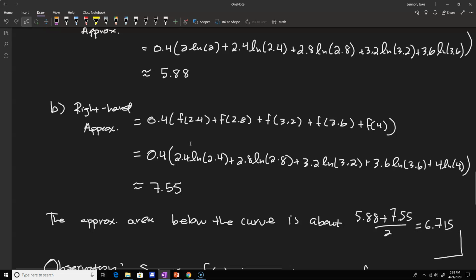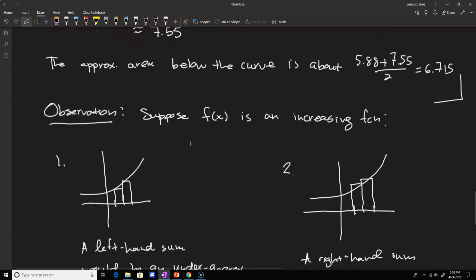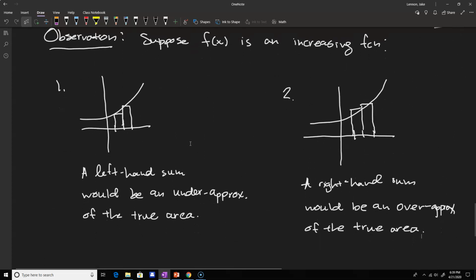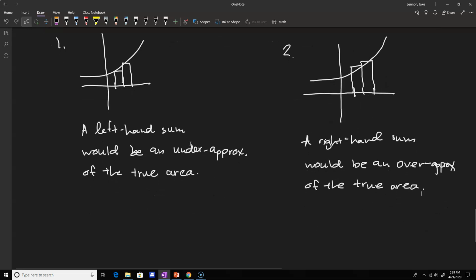Kind of a naive way to approximate that is just taking their average. In general, that's not going to be exactly correct, but it should be closer than either of the other two. If f of x were a decreasing function rather than an increasing function, exactly the opposite would be true. So if we had a decreasing function, a left-hand sum would be an over approximation, and a right-hand sum would be an under approximation. So let's just note that.